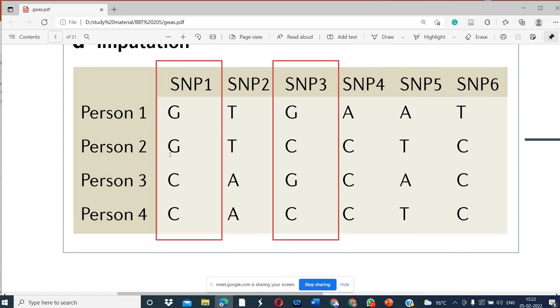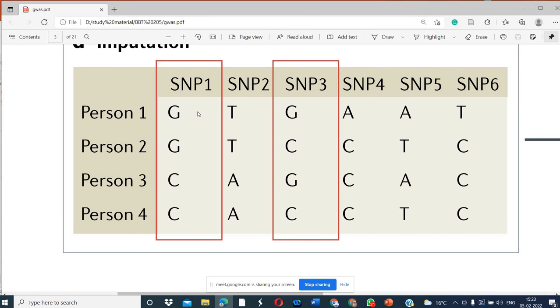Person 1 and 2, you can say SNP 1 is common in this. Are you able to see? And person 3 and person 4. So for SNP 1 we can make two groups of this. Yes, ma'am. We can make two groups because person 1 and 2 have guanine on SNP 1. Okay. So person 3 and person 4 we can make another. So within the same SNP we have two groups. We can have two variants of the same SNP.